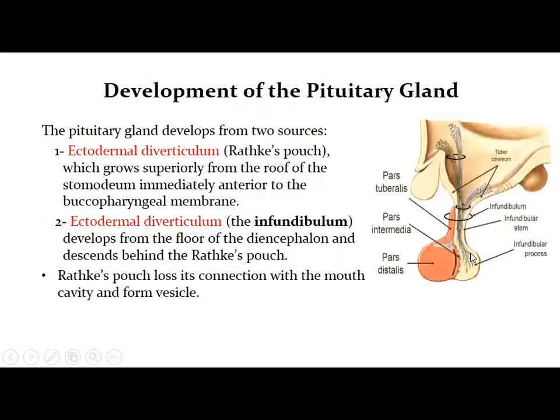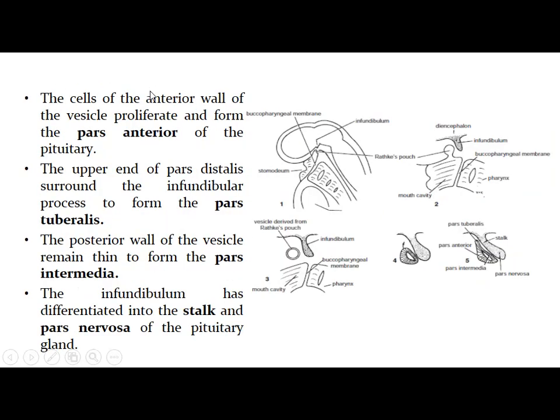So these are the two parts which develop later into anterior and posterior pituitary. The cells of the anterior wall of the vesicle proliferate and form the pars anterior of the pituitary, as I said. So this Rathke's pouch will develop anteriorly. This anterior wall develops to form the pars anterior. The upper end of the pars distalis surrounds the infundibulum process to form the pars tuberalis. The upper end, this part will form the pars tuberalis. So if you see here, this anterior part develops into pars anterior, the upper part develops into pars tuberalis, all parts of the anterior pituitary.